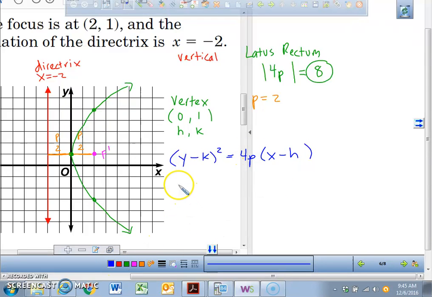So what's our final equation? It says y minus k. Well, what is our k value? Put (y minus 1) squared equals 4 times p, which was 2, so 8. And then we have x minus 0. So if it's x minus 0, you can just put x if you want to. You don't have to put x minus 0.